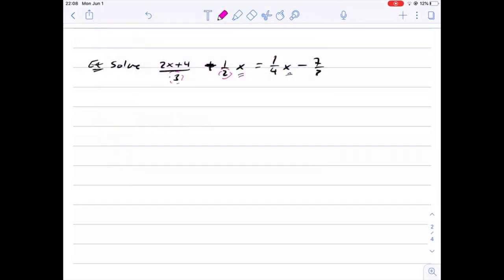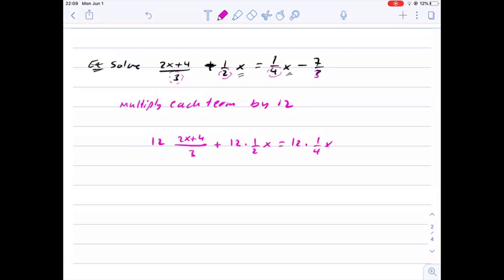The denominators are 3, 2, 4. So if we multiply by 12, then we can get rid of these numbers because these are divisors, or factors, of 12. So multiply each term by 12. The first term multiplied by 12, the second term multiplied by 12, third, and on the right-hand side we have 12 times 1/4 x minus 12 times 7/3.